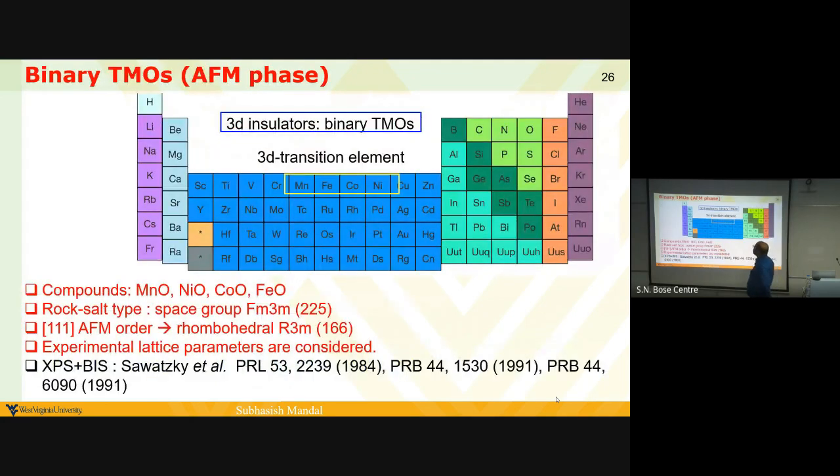The first set of materials that we investigated is binary transition metal oxides, because this is a kind of playground for strongly correlated materials, namely iron oxide, cobalt oxide, manganese oxide, nickel oxide. They have a very similar structure, and they all have antiferromagnetic order, second-type antiferromagnetic order, and again the experimental lattice parameters are considered.